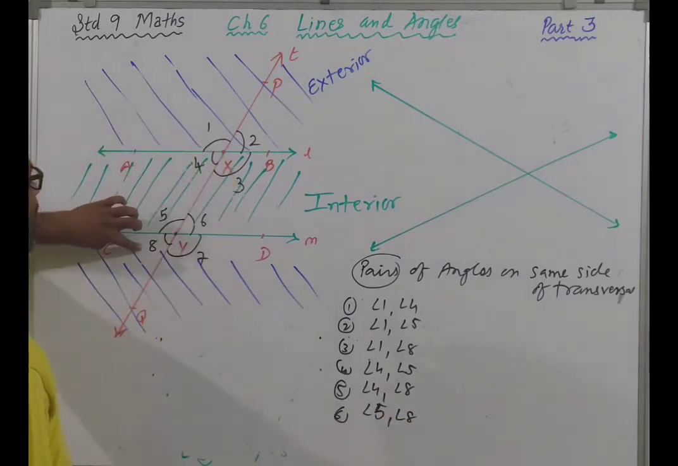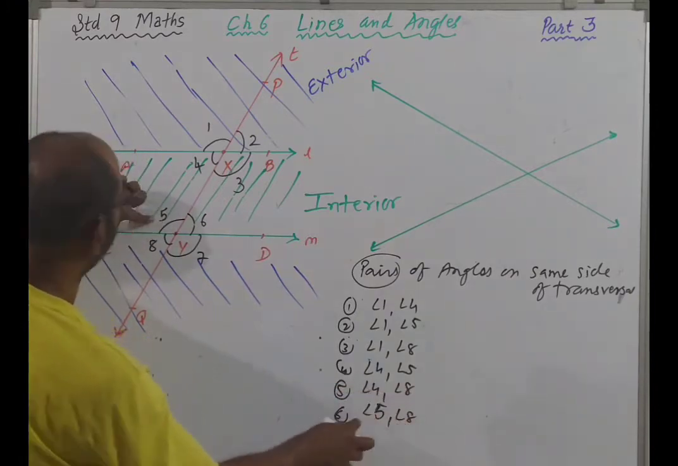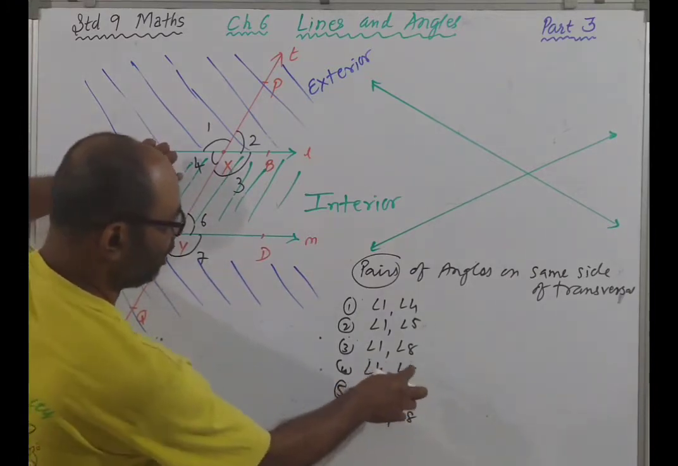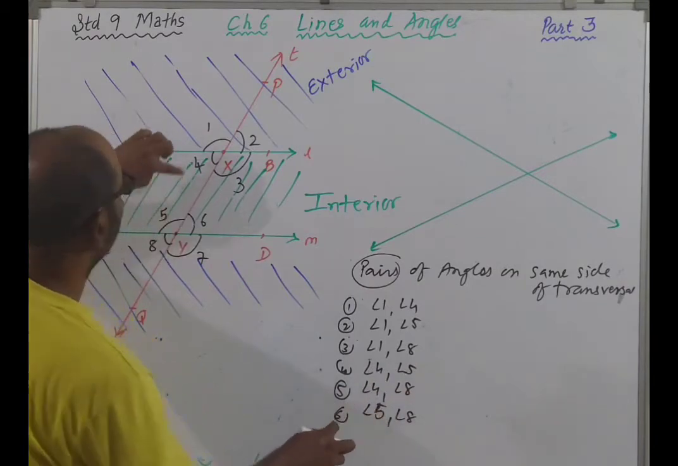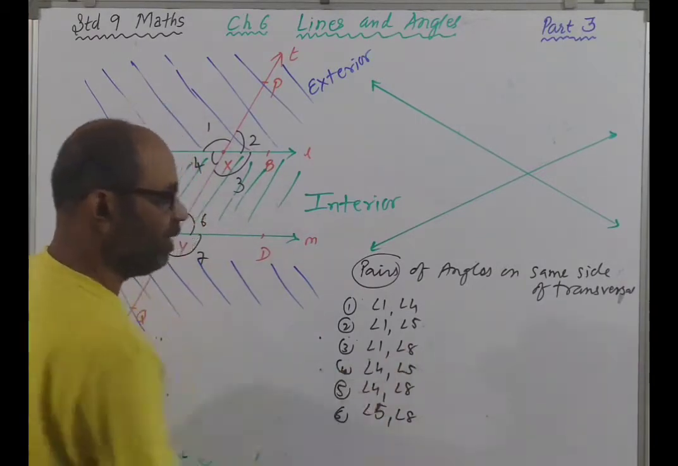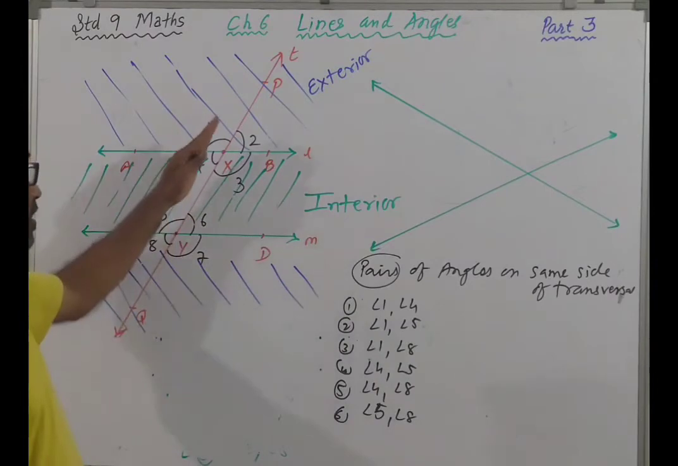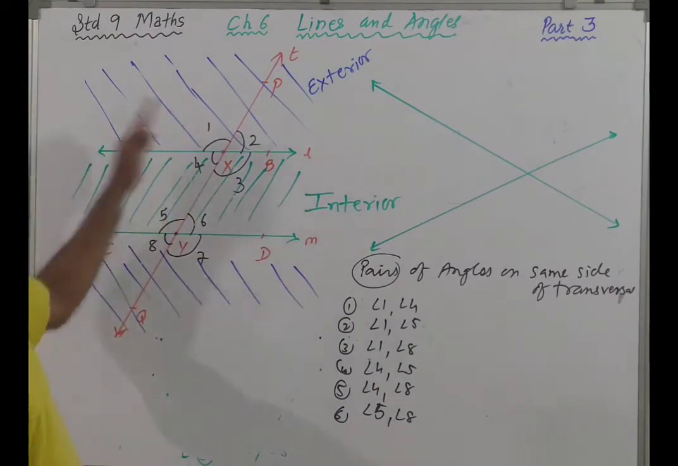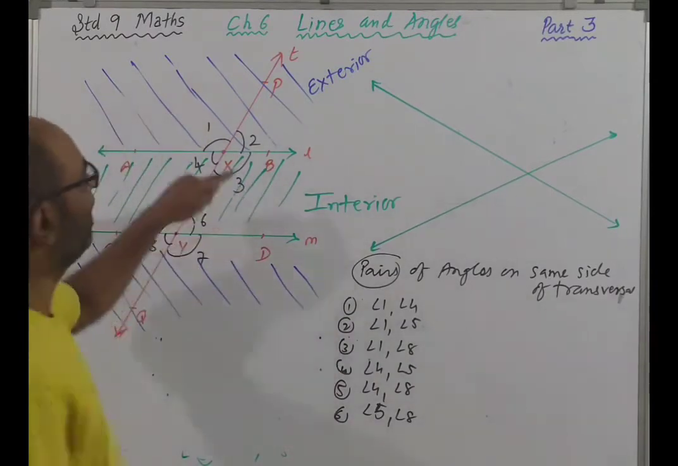That's it. There is no pair left for 8; if we go backwards it will be repeated: 8 and 5, 8 and 4, 8 and 1 are already there. So it will be repeated. So these are the pairs of angles on the same side. That was the left side; the right side is still left.